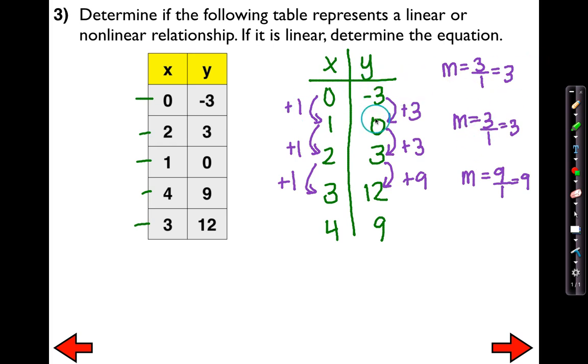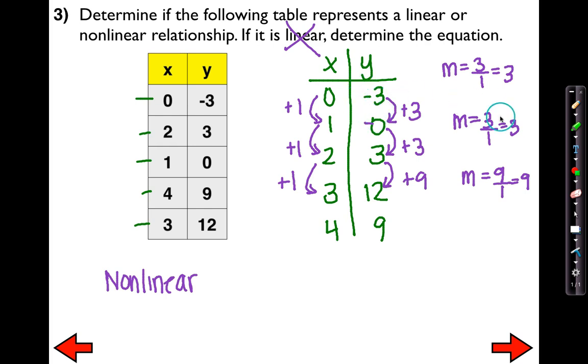Here, between these 2 ordered pairs, they're moving at 3y per x, but bam, right here, it moved 9y per 1x. So at this point, I've shown you that it's not linear. In fact, it is nonlinear. And let's go ahead and describe what we saw.